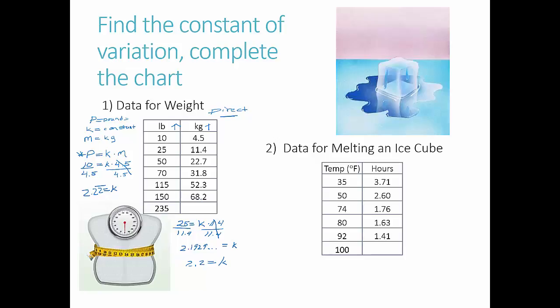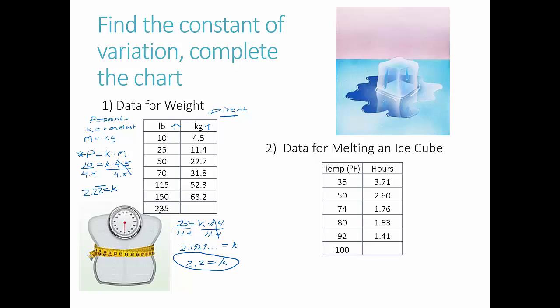And so that's why our K varied a little bit. But because we understand a constant cannot change, we have to pick a value that k can round to on a consistent basis, and 2.2 works. We could test this by looking at all the rows in the chart, and we're not going to go there, but we could. So we have found our constant of variation, the first thing we were instructed to do, and now we're instructed to complete the chart.